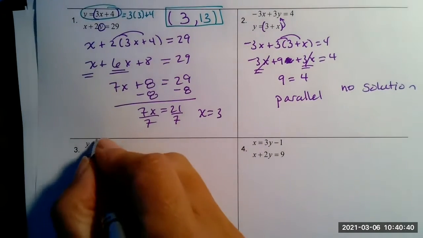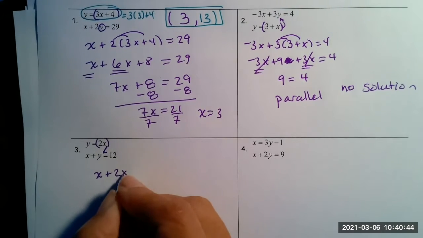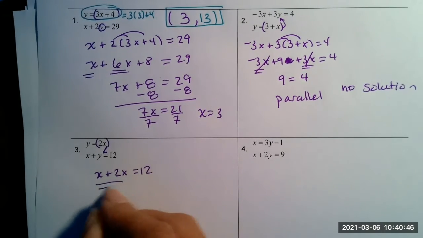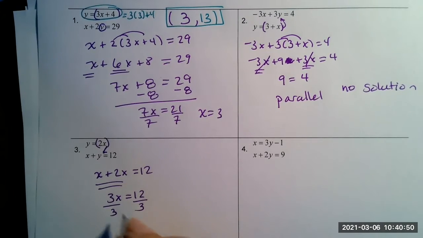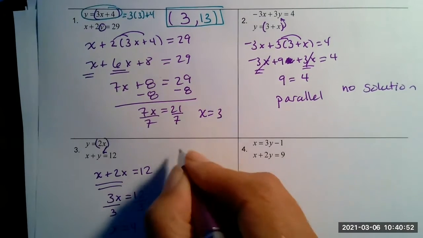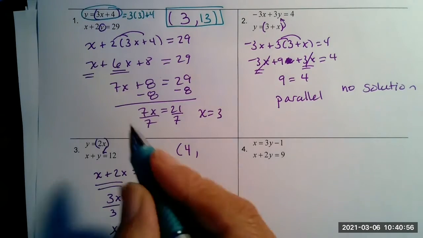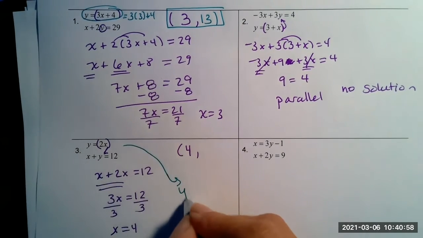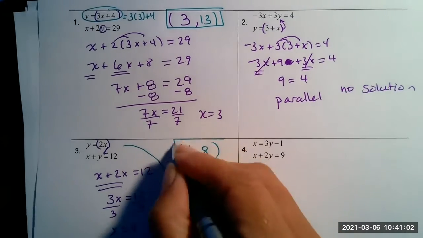All right, let's check your answer. Again, I'm going to put parentheses and just replace. This is actually an easier one because there's less work happening here, right? I'm going to divide by 3, x equals 4. So we have 4, comma. Now I'm going to just substitute this back into here. Y equals 2 times 4, which is 8. Done.